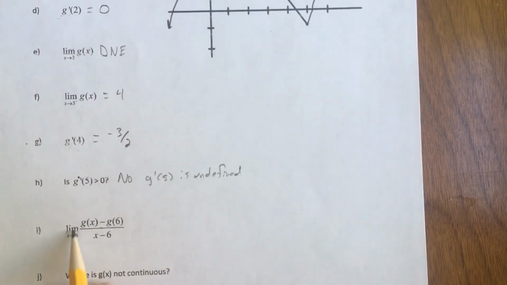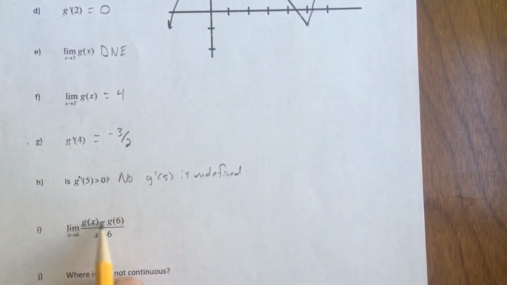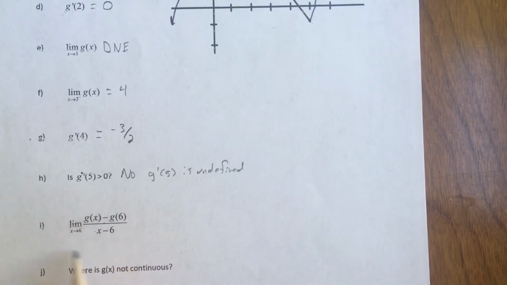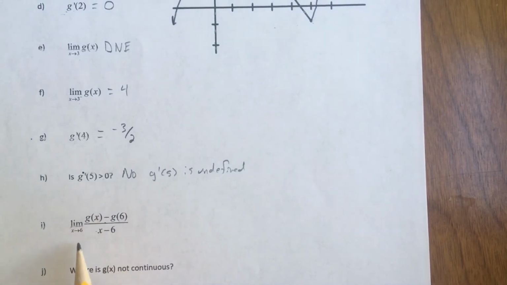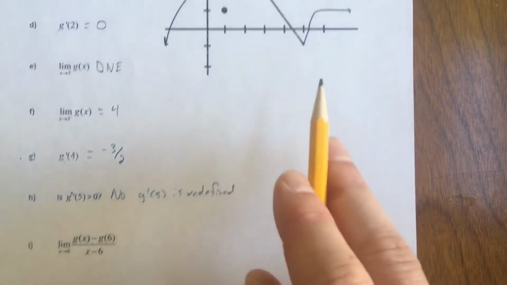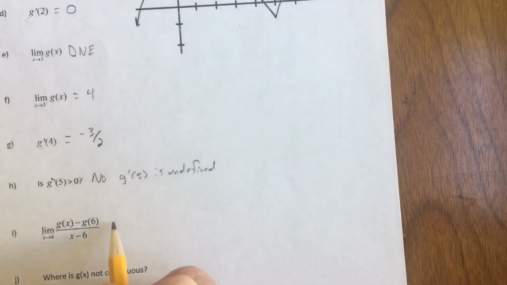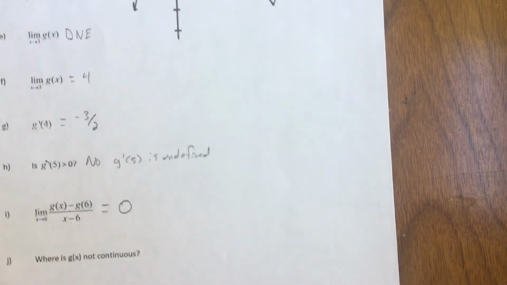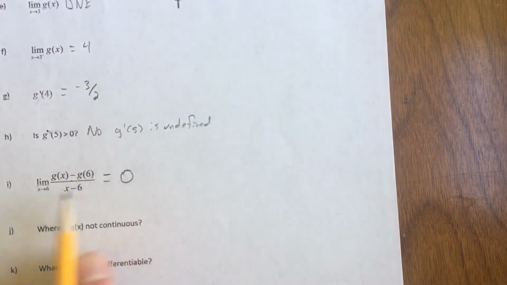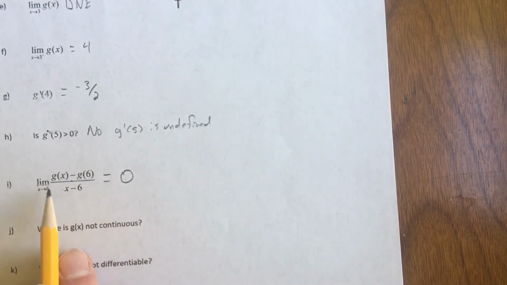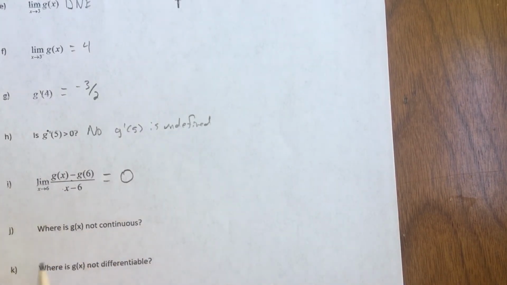The next one says, what's the limit of g of x minus g of 6 over x minus 6? This is a recognition kind of problem. We have to see this as the definition of a derivative. And so what it's really asking you is, what's the derivative of g at 6? So if you go to 6 and you look, pretty horizontal at that point, I would say the derivative is 0. Again, how did we get that? We recognize that this represents the derivative of g at 6, and then that's how we go.